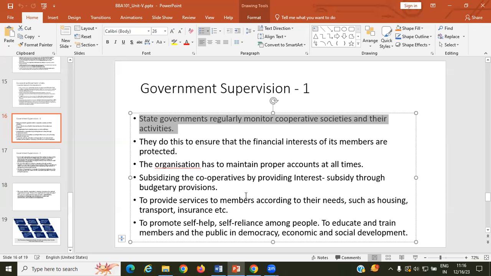Subsidizing the cooperatives by providing interest subsidy through budgetary provision.